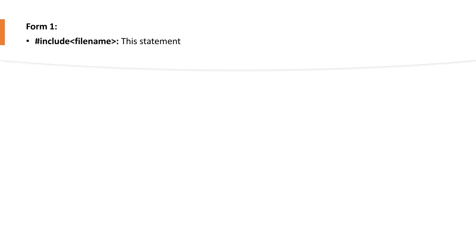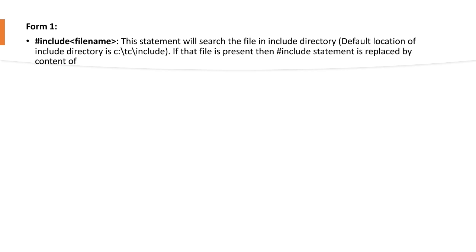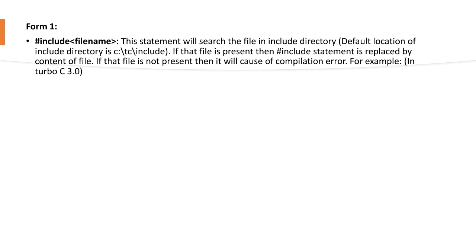This statement will search for the file in the include directory. The default location of the include directory is C:/tc/include. I'm considering the compiler as Turbo C, so this would be the location. We are not considering any other compilers like MPLAB or CubeSuite or IAR Embedded Workbench. Respective compilers will have their own directory, so you need to check the documentation. Here we are going with Turbo C 3.4.